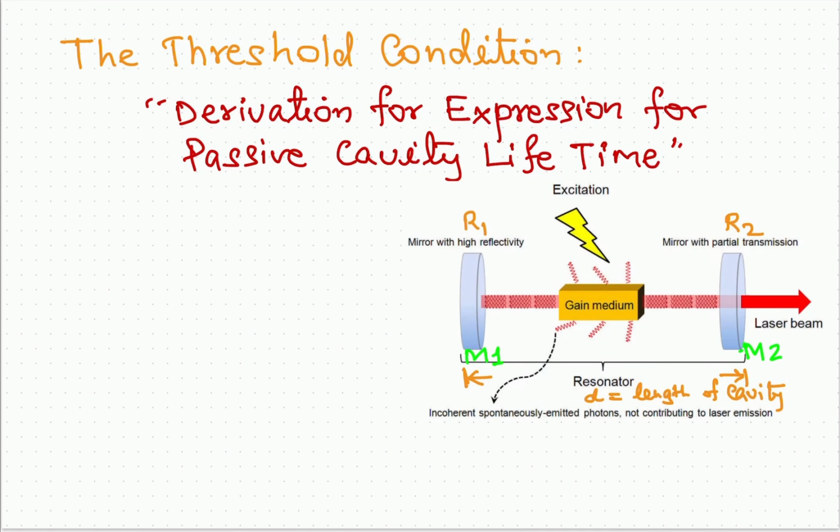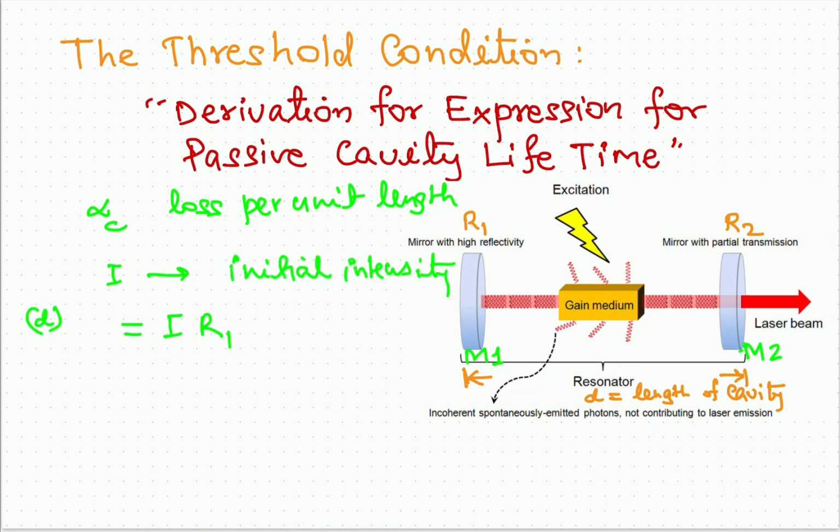So let us consider a cavity with two mirrors M1 and M2 kept apart at a distance d. Let R1 and R2 be the reflectivities of the mirrors, and let alpha c represent the loss per unit length, such as scattering loss and diffraction loss due to finite mirror sizes. Let I be the initial intensity leaving mirror M1. Therefore, the intensity after traveling a distance d can be given by I R1.